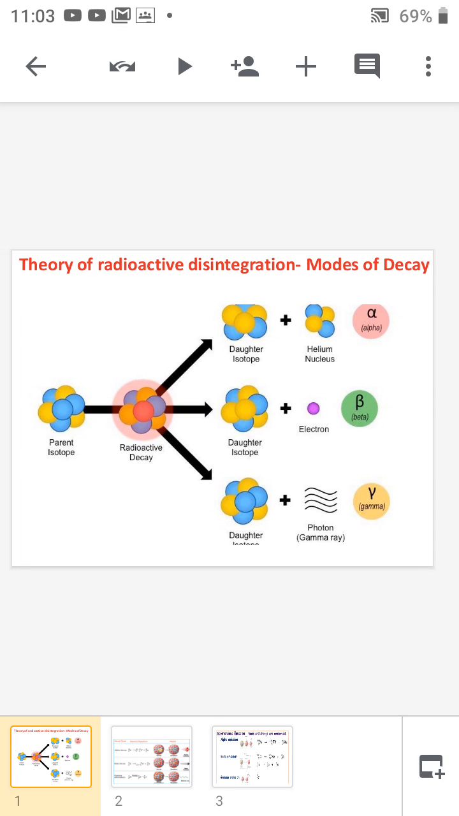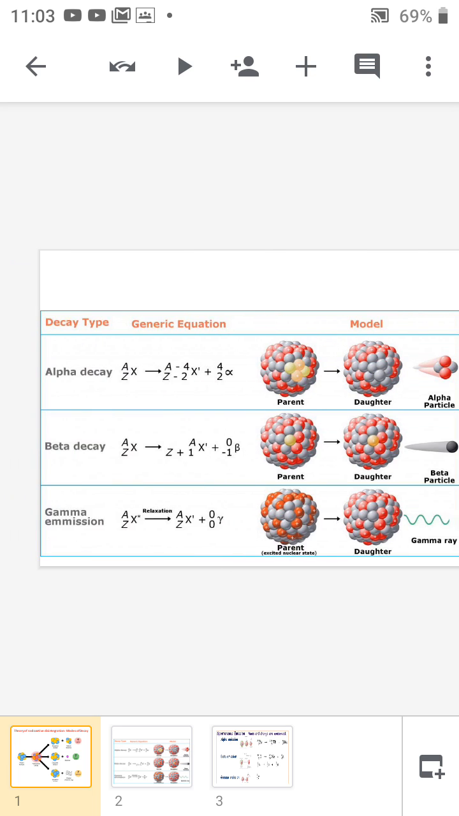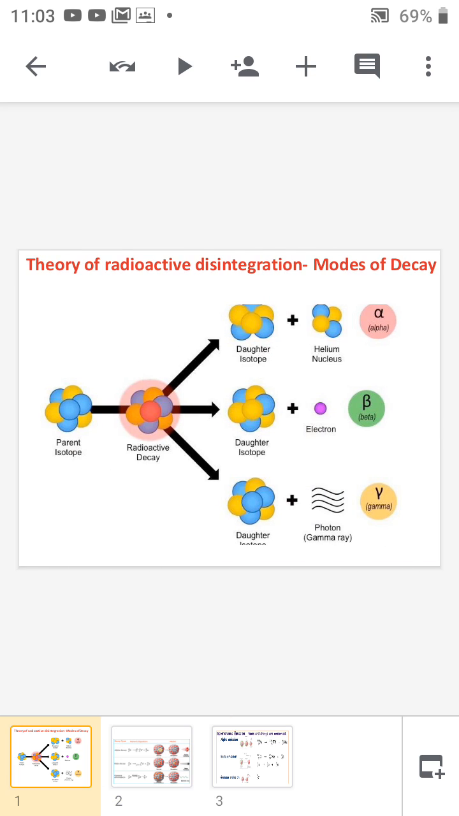Due to this instability, it will undergo an excited state, and after that this parent nucleus will emit alpha or beta radiation, and we will get a daughter isotope, and this daughter isotope exists in an unstable state. So in order to acquire stability, this daughter nucleus will emit gamma radiation and form a stable isotope.